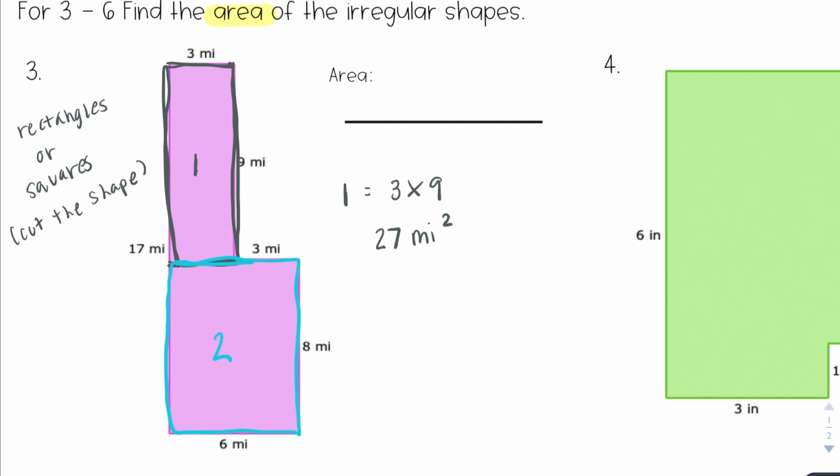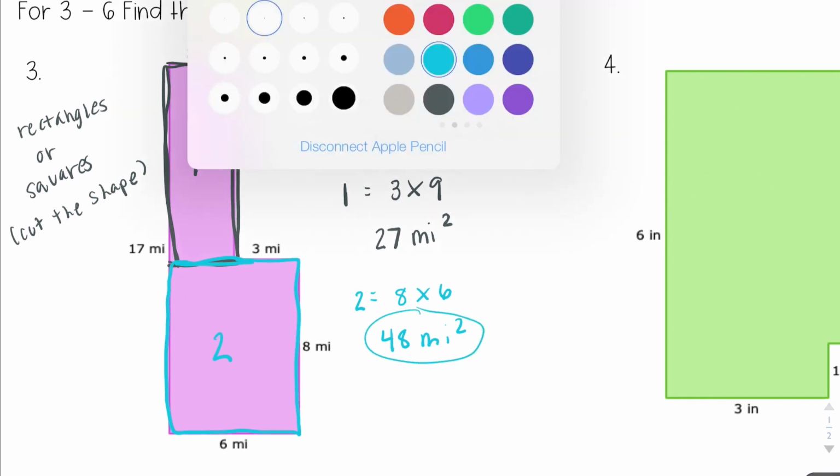For my second rectangle, I see that I have an 8 and I have a 6. That's what my length and width is. And I know that 8 times 6 is 48 square units. I'm not done yet though.